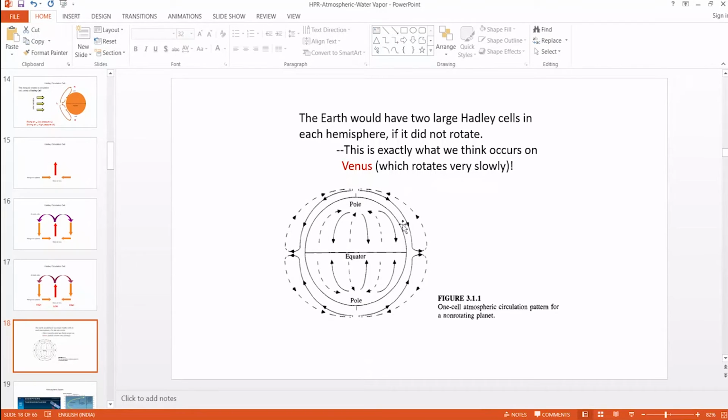But Earth rotates from west to east. Okay, because of that, the sun rises in the east and sets in the west. So due to the earth rotation, there are much more. This Hadley cell is divided into three parts. That I will come back to.